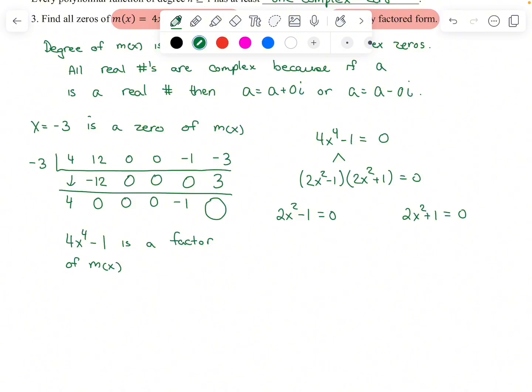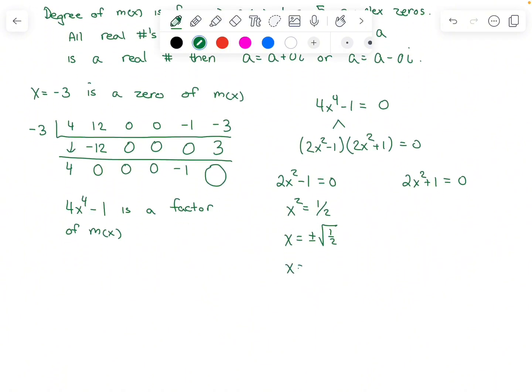Solving the equation on the left, if 2x squared minus 1 is equal to 0, then x squared is equal to 1/2. So x is equal to plus or minus the square root of 1/2. And that is equal to plus or minus the square root of 1 divided by the square root of 2. And if you rationalize the denominator, this is plus or minus the square root of 2 divided by 2.